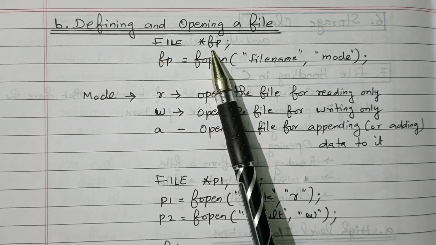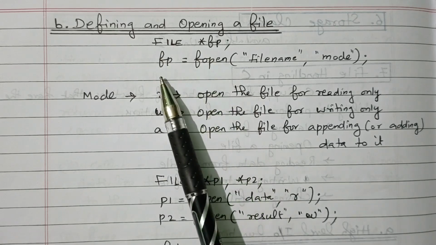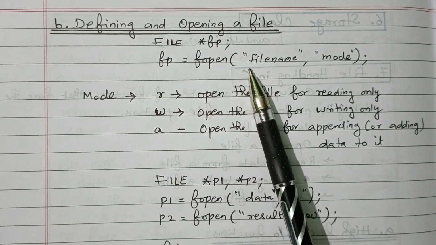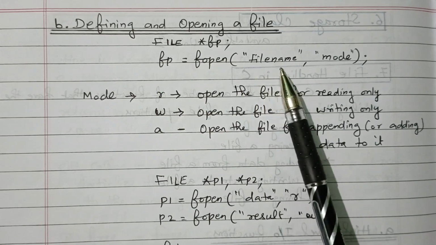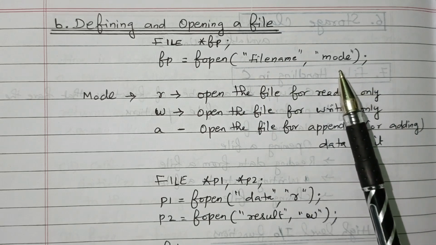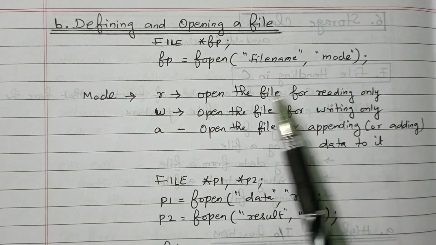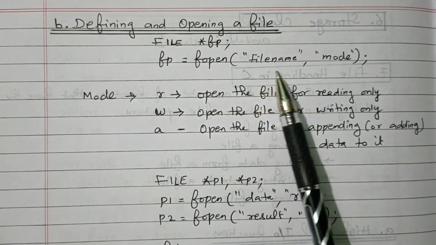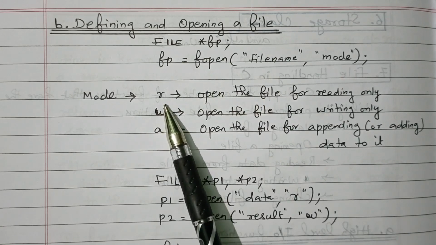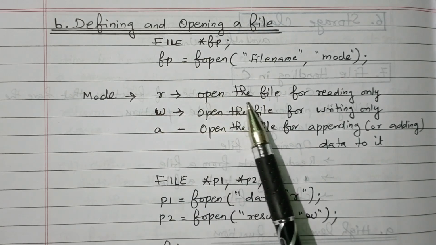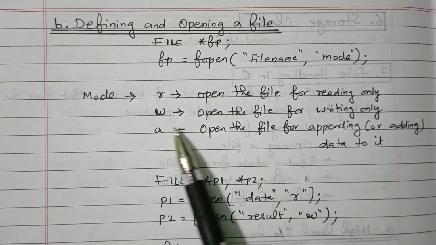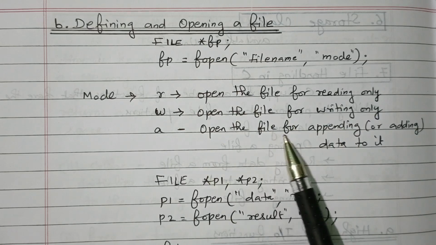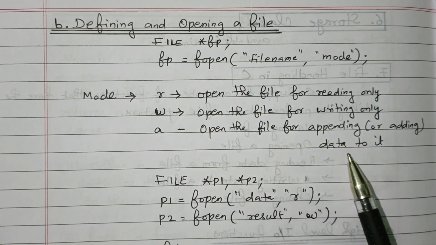So FILE *fp, this refers to the file pointer. fp equal to fopen, we are going to open the file. File name, you have to specify the file name here. Then mode, whether we are going for read or write or append, right? So this detail is available here. So file pointer, fopen, file name, mode. The mode is nothing but if you give r, it means open the file for reading only. w means open the file for writing only. a means open the file for appending or adding the data, right?